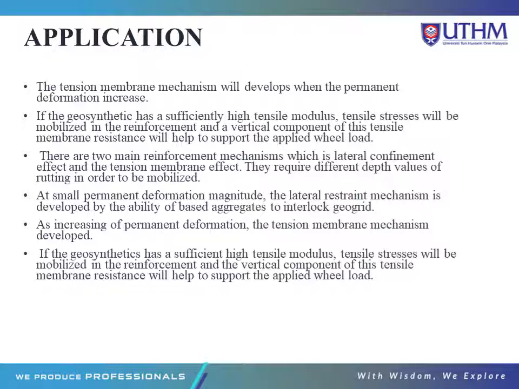At small permanent deformation magnitude, the lateral restraint mechanism is developed by the ability of the base aggregate to interlock with the geogrid. Next, as the permanent deformation increases, the tension membrane mechanism is developed. If the geosynthetic has a sufficiently high tensile modulus, tensile stress will be mobilized in the reinforcement, and the vertical component of this tensile membrane resistance will help to support the applied wheel load.